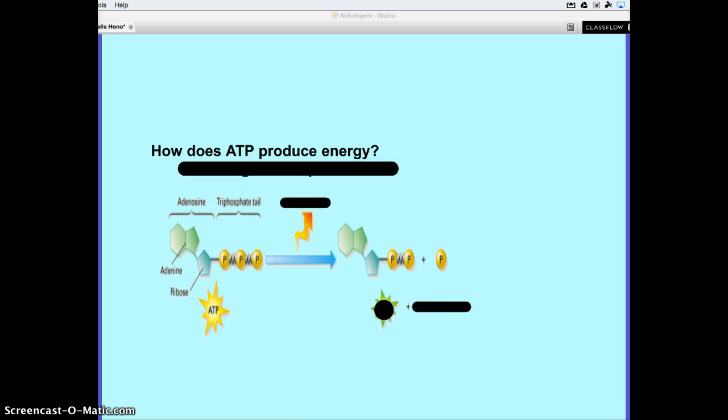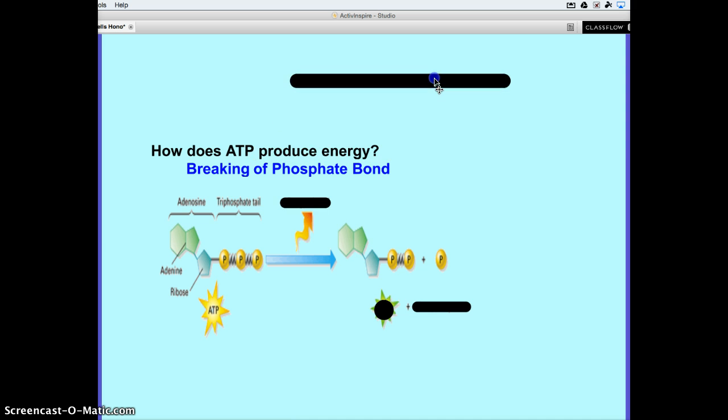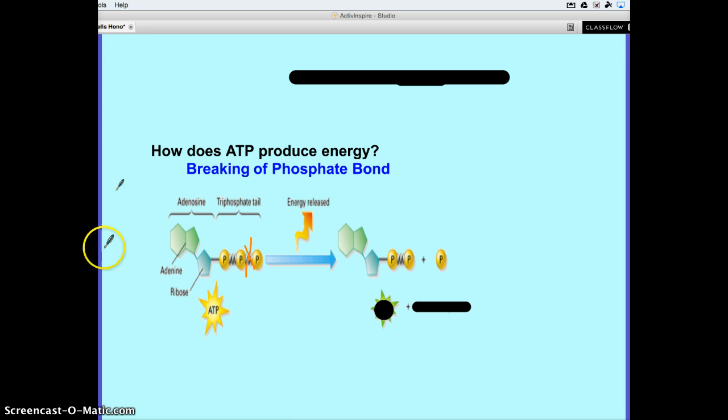So how does ATP produce or release energy? When phosphate bonds break. So you have here ATP. We're going to break this phosphate bond right here. Energy is going to be poured out of this energy storing molecule, and you're left with ADP and a phosphate, okay? And massive amounts of energy.